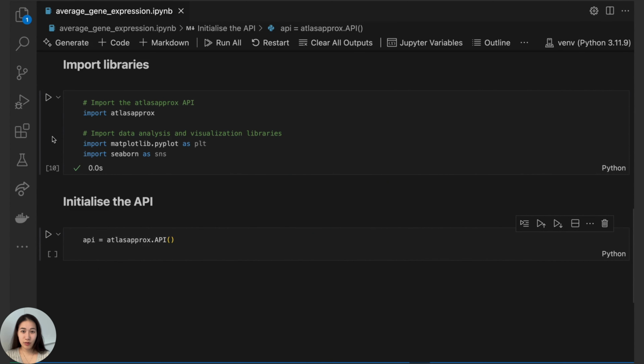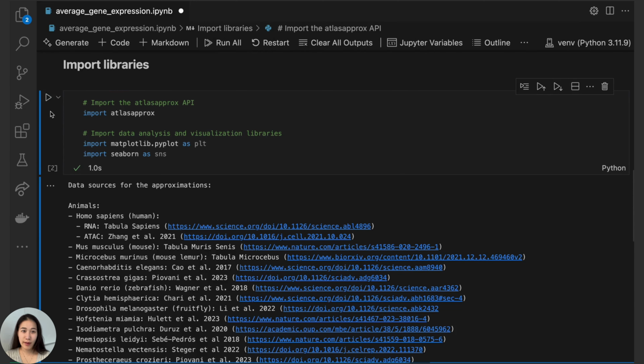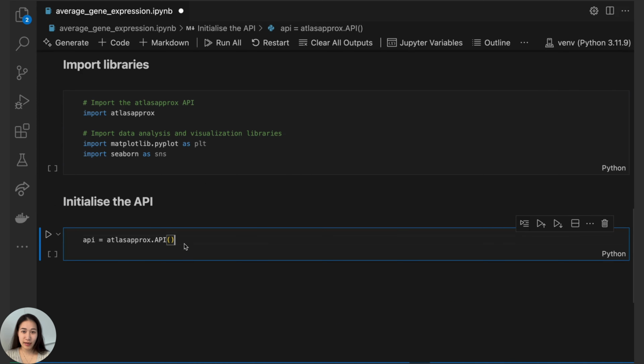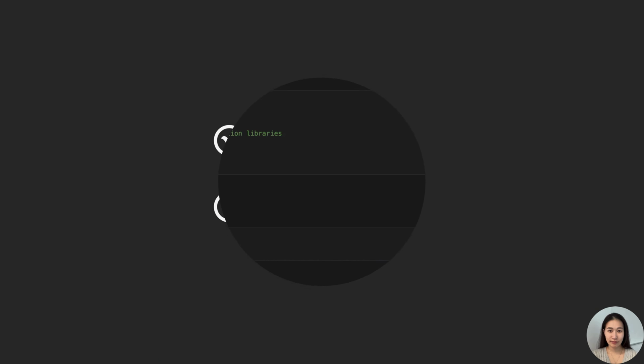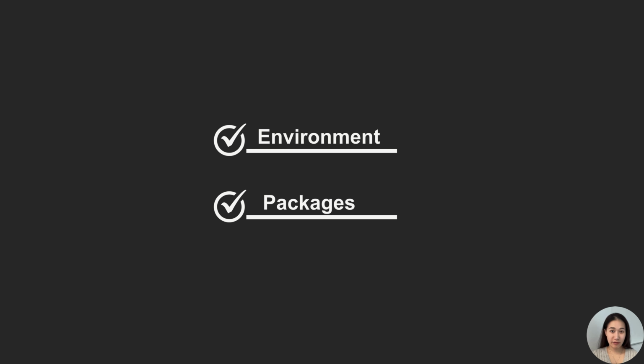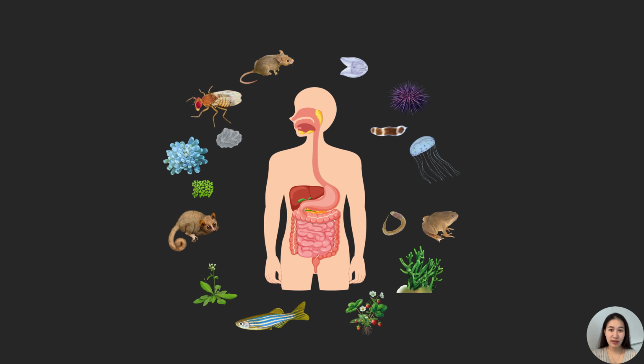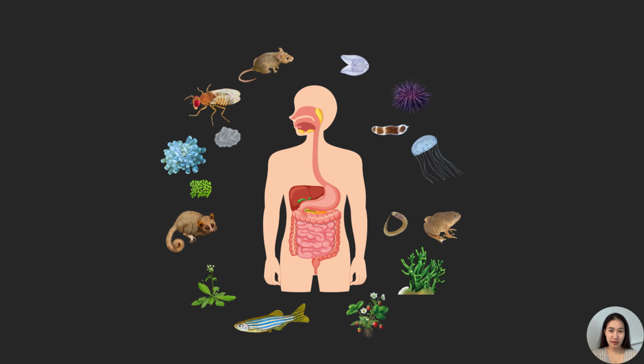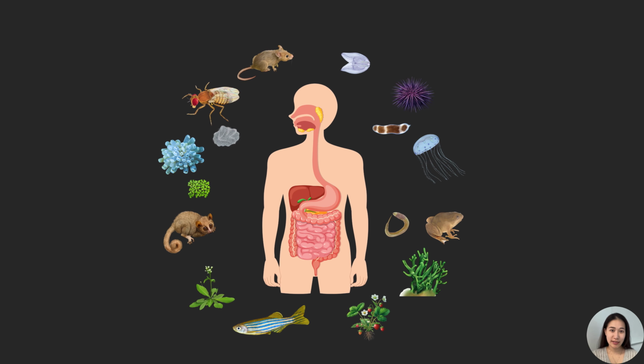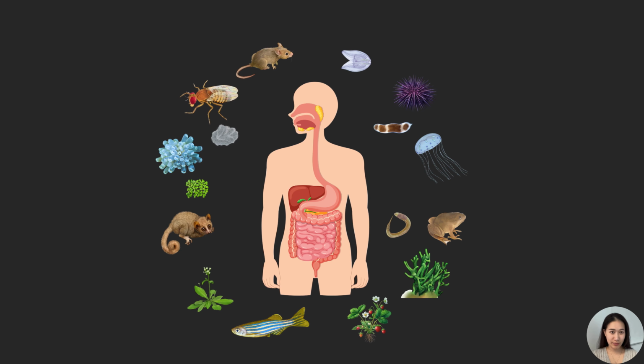After installing the required libraries, we need to import them into our Python script and then initialize the Atlasapprox API. Now that we have got everything set up, let's jump into the coding part. The Atlasapprox API covers data across 30 different species. Today, we will use humans as our example.